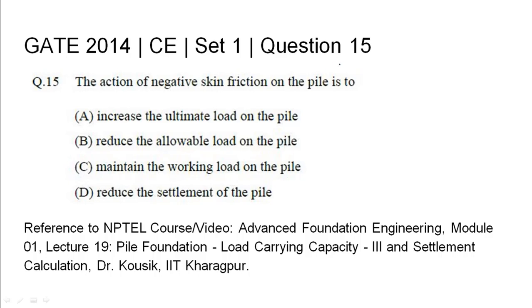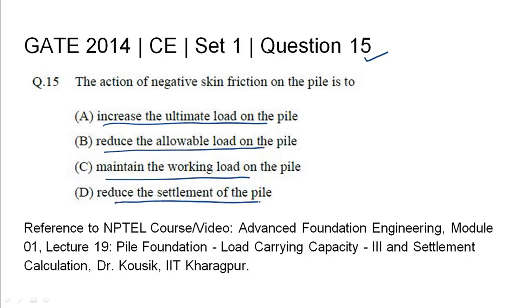GATE 2014 Civil Engineering Set 1 Question 15. The action of negative skin friction on the pile is to: Option A. Increase the ultimate load on pile. B. Reduce the allowable load on pile. C. Maintain the working load on pile. And D. Reduce the settlement of the pile.